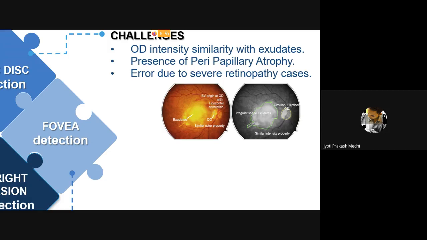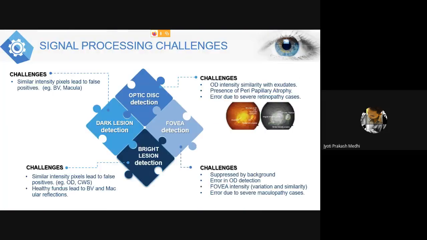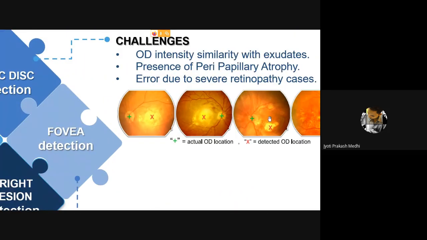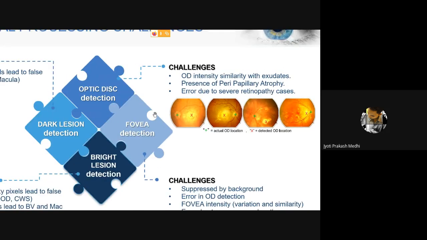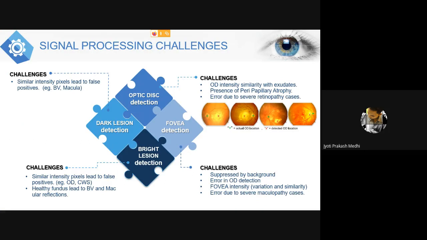Then error due to severe retinopathy cases. For example, here, as you can see, there are a few examples shown for error due to severe retinopathy cases. As you can see here, the optic disc must have been identified here, but due to the presence of brighter exudates, the optic disc is getting identified here. Similarly, these are a few other cases. So that is why identification of the optic disc is very much challenging.